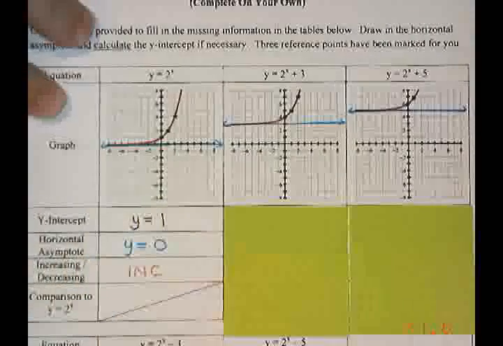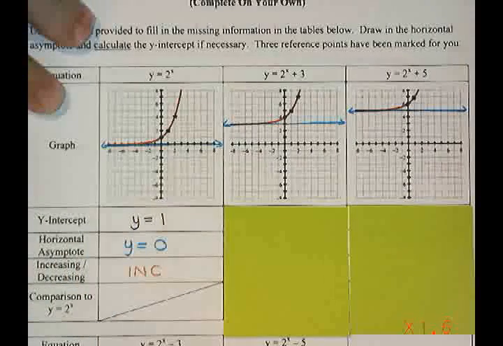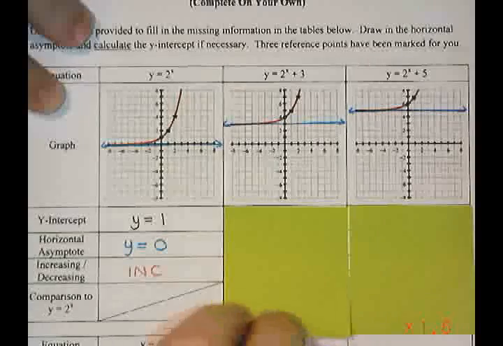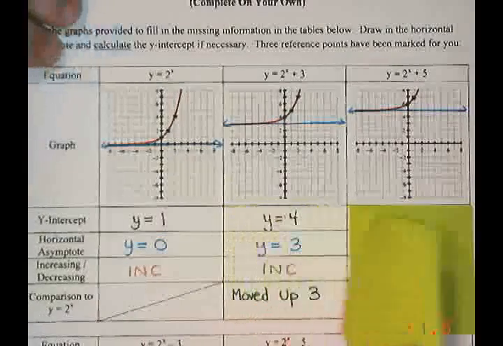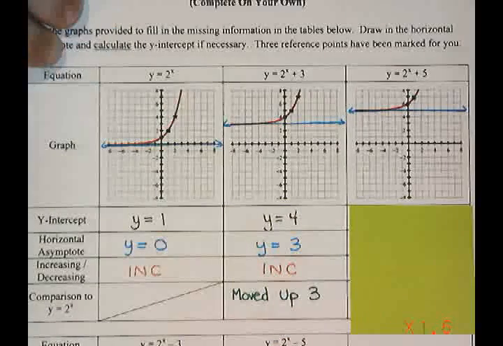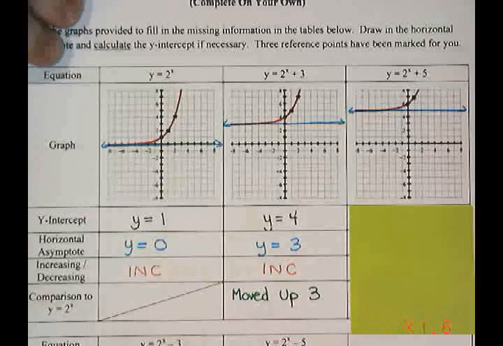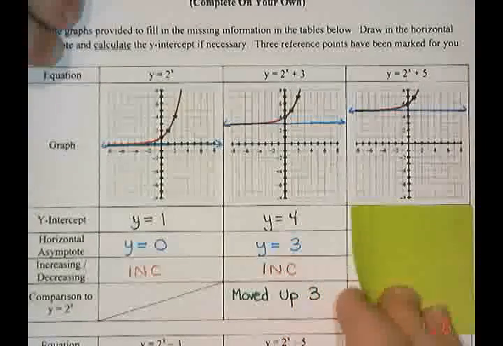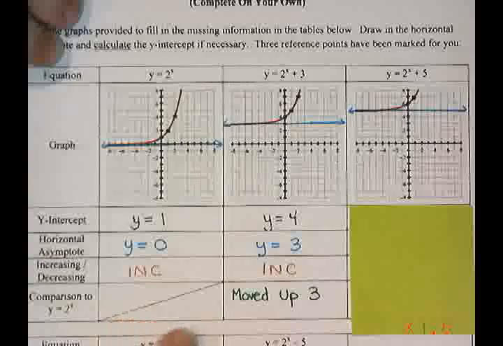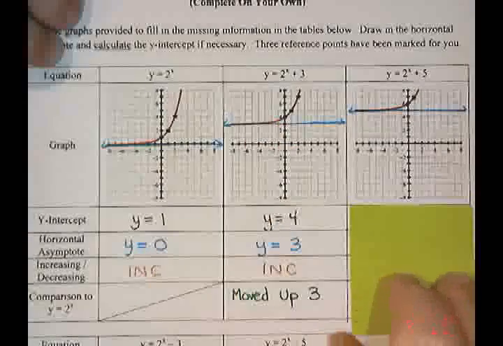So for the first three graphs, the y-intercept of the first one was 1, the horizontal asymptote was 0, and it was increasing. There was no comparison because it's just the original graph. Graph number 2, the y-intercept is 4, the horizontal asymptote is 3, it's increasing, and if you compare it to the original function, it is higher, it's been moved up 3 units.